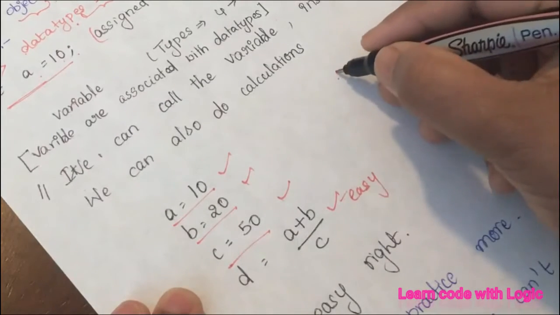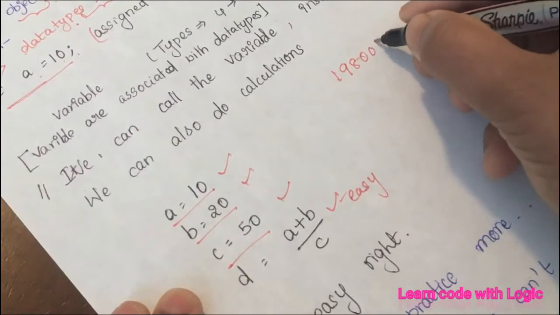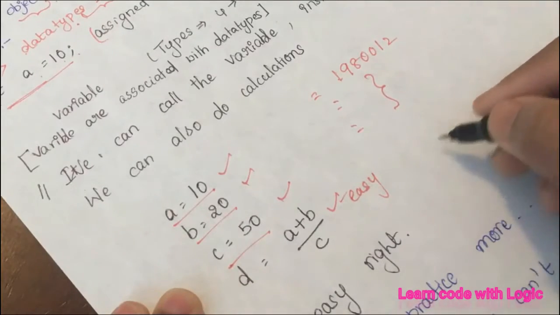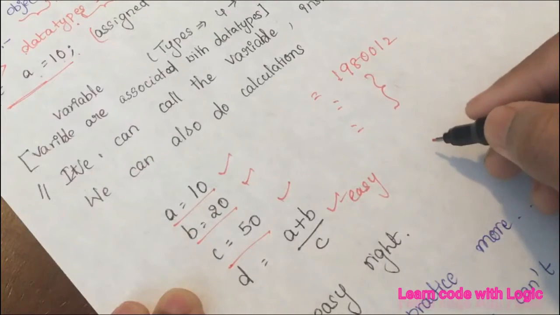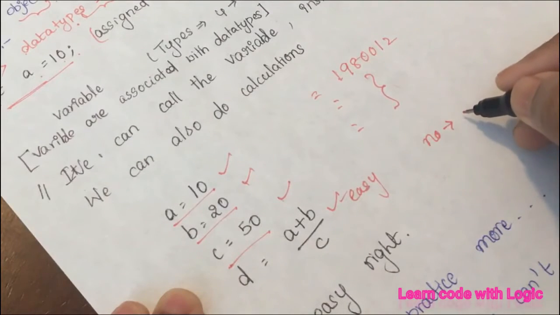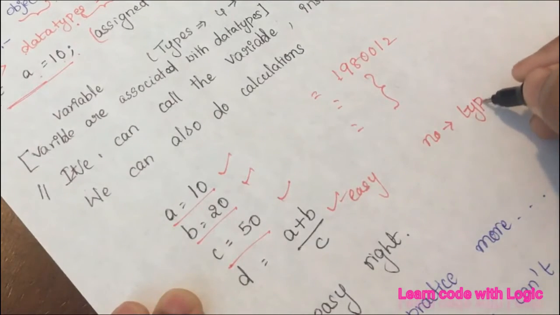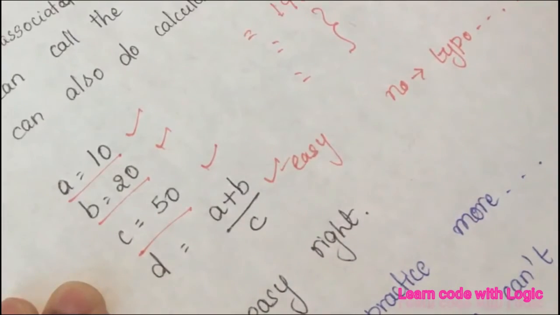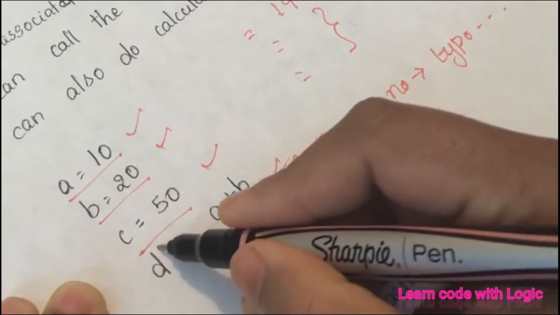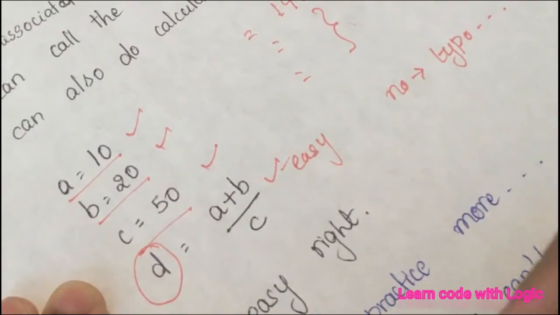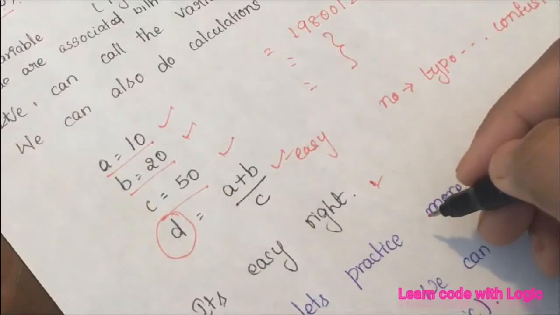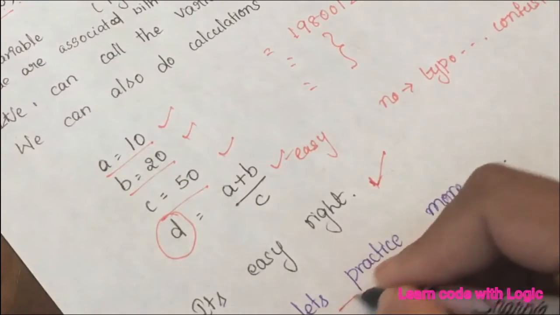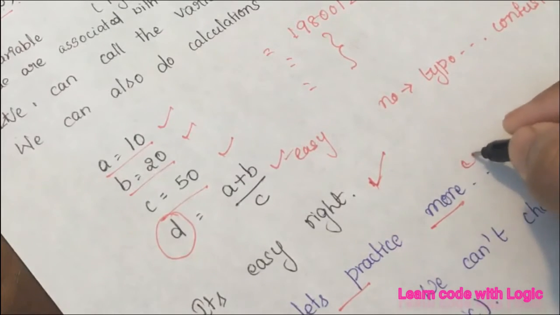But what about if the number is like this? If all the numbers are like this, is it easy to do math calculation? No, right? And there are going to be typo mistakes and a lot of confusion also. So these variables make it easy to write the code. Do you understand now what is a variable? It's easy, right? So now let's practice more code.